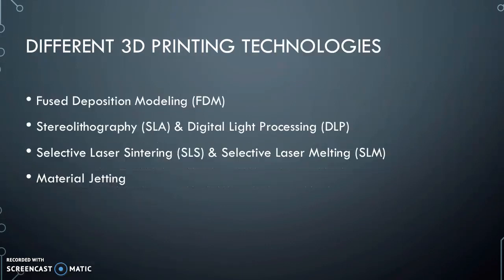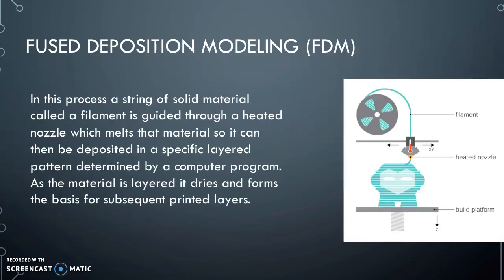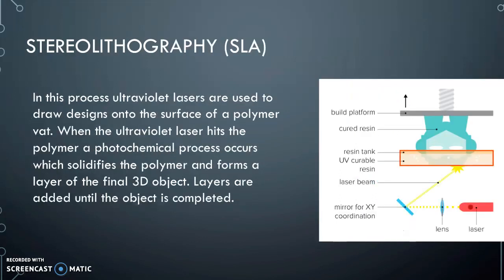So the main 3D technologies are fused deposition modeling, stereolithography, digital light processing, selective laser sintering and its counterpart selective laser melting, which is the same thing, just using a different material, and material jetting. In fused deposition modeling, a string of solid material called a filament is guided through a heated nozzle which melts the material so it can then be deposited in a specific layered pattern determined by the computer program. As the material is layered, it dries and forms the basis for subsequent printed layers.